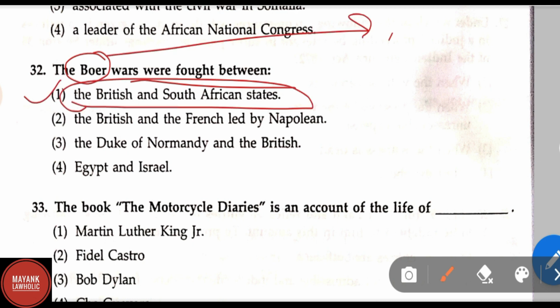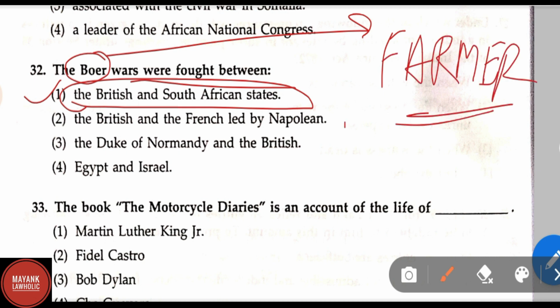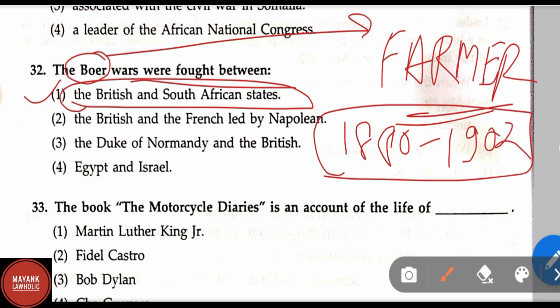The word Boer in Afrikaans means farmer. There are basically two Boer Wars that were fought between the period of 1880 to 1902 between South African states and the British. In the first war, the British lost, and in the second war, the British won the Boer War, and the South African states became the colony of British. During the Boer War, Mahatma Gandhi formed the organization Indian Ambulance Corps. It is also one of the important pieces of information regarding this question.